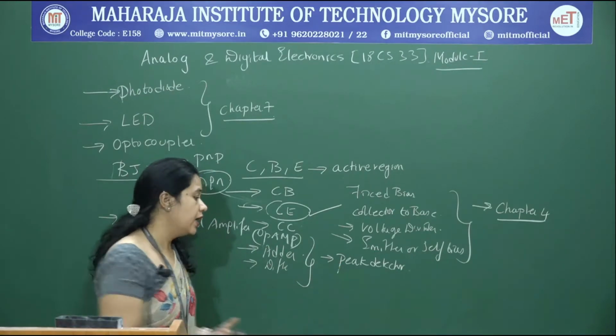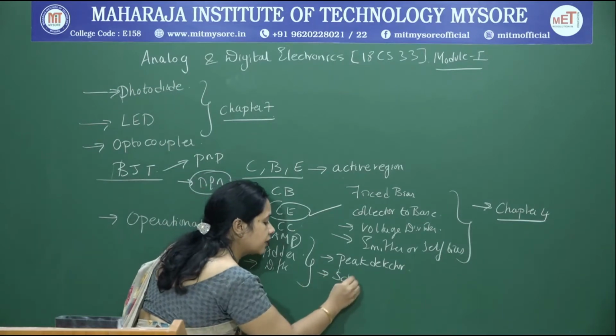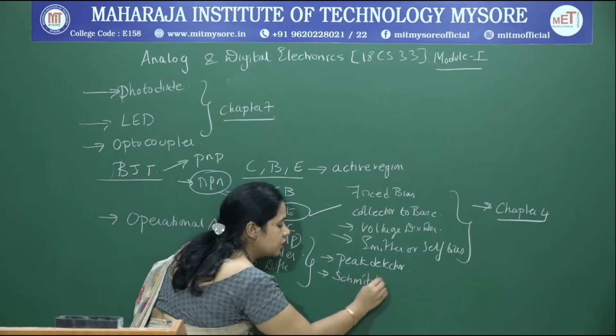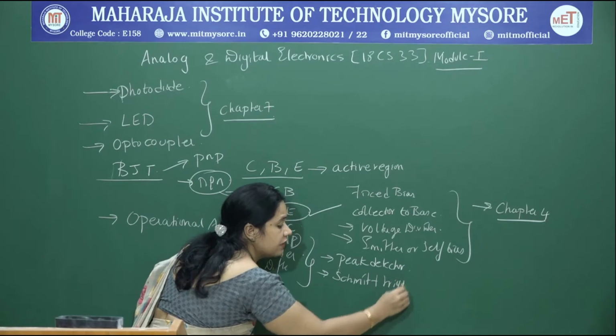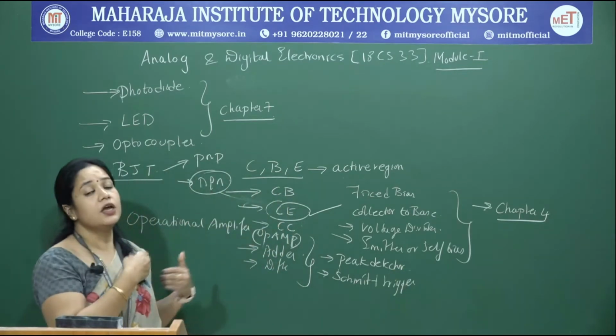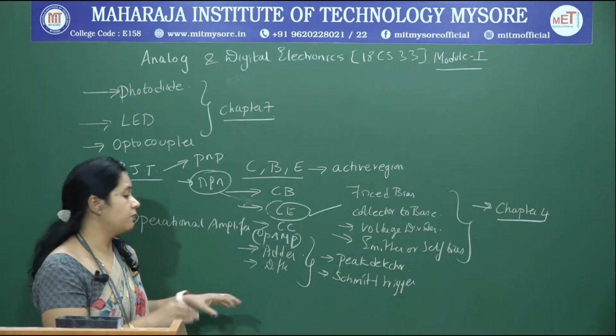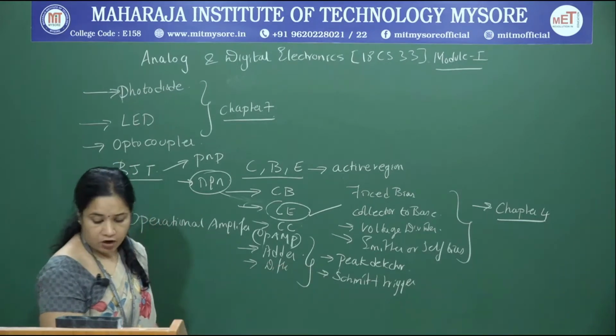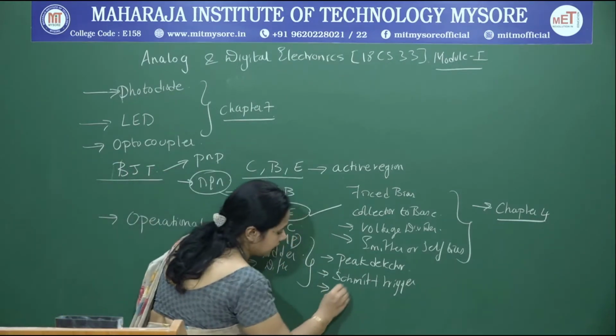And apart from this, we have a Schmitt trigger. The Schmitt trigger is basically a wave shaping circuit which converts any shaped waveform into a square wave. And we also have various filters.